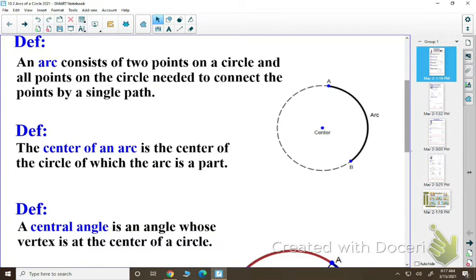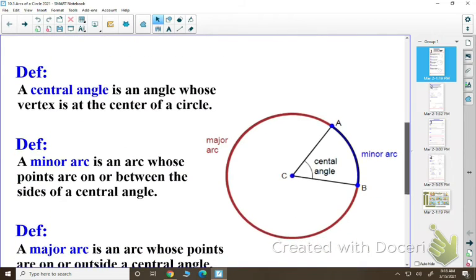So if we begin here, the definition of an arc says an arc consists of 2 points on a circle and all points on the circle needed to connect the points by a single path. If you're looking at my picture here, an arc, like it says here and it's darkened, we have arc AB. We have 2 points, A and B, and again, all the points on the circle needed to connect them by a single path. The center of an arc is just the center of the circle. So in this picture, if I labeled this center point O here, that would be the center of the arc because it's also the center of your circle.